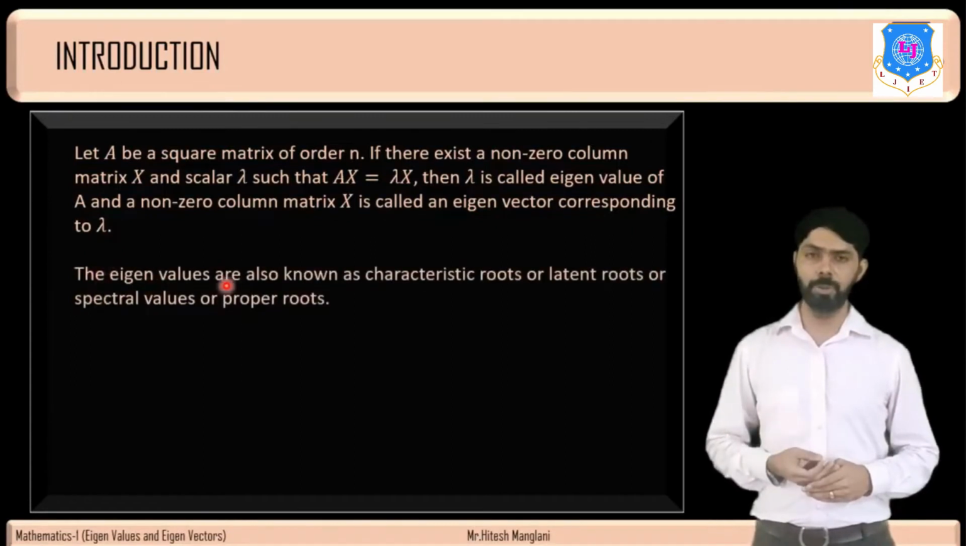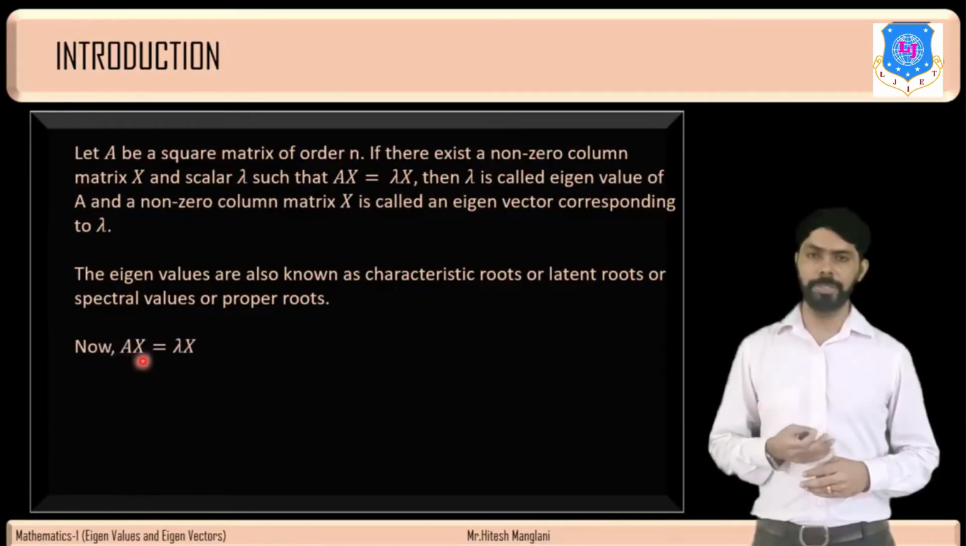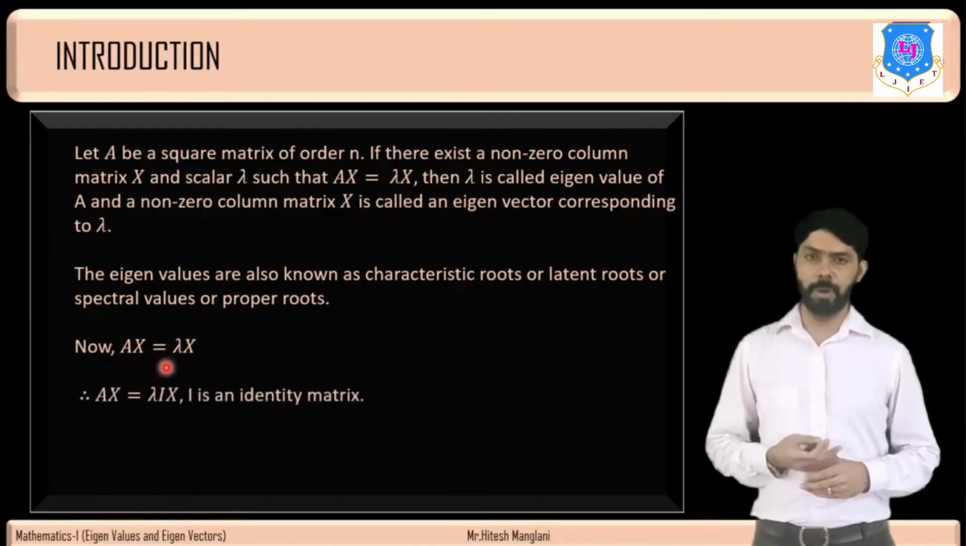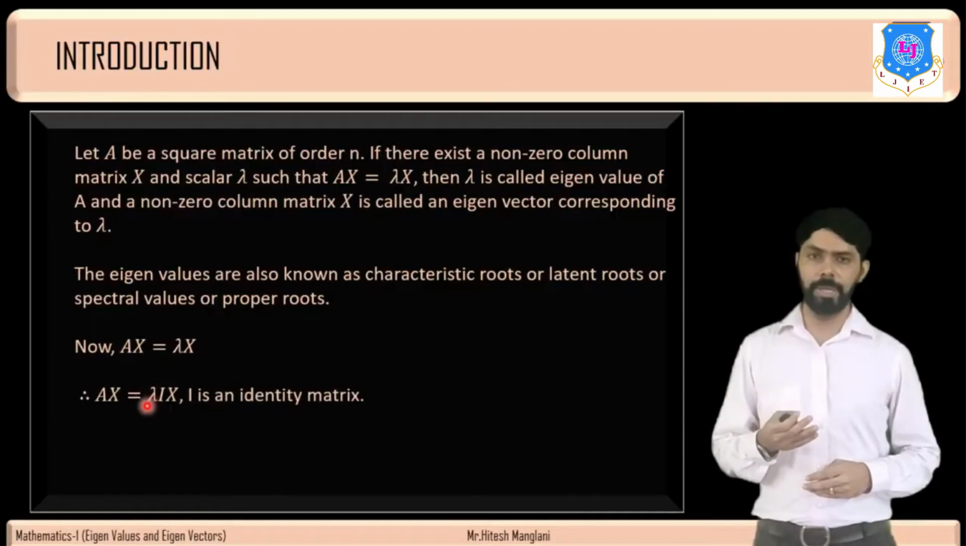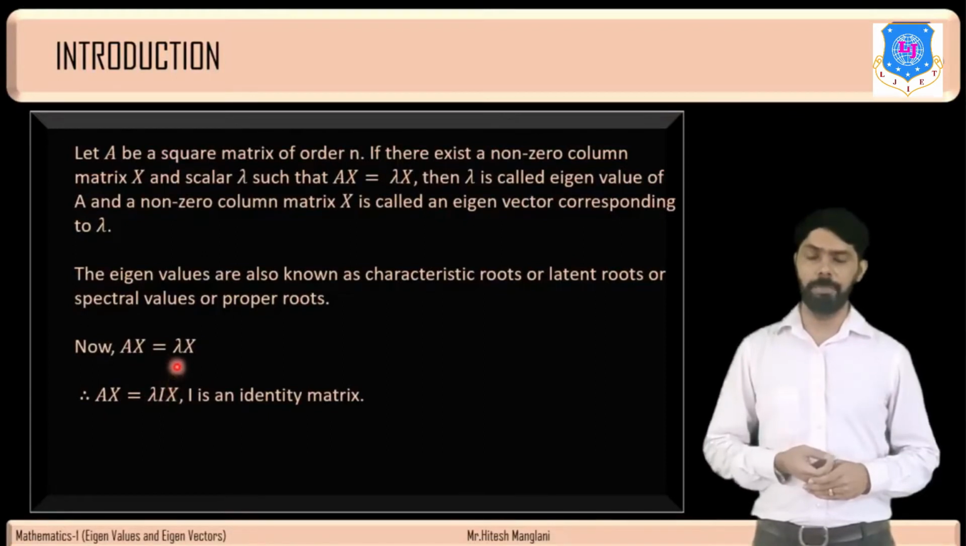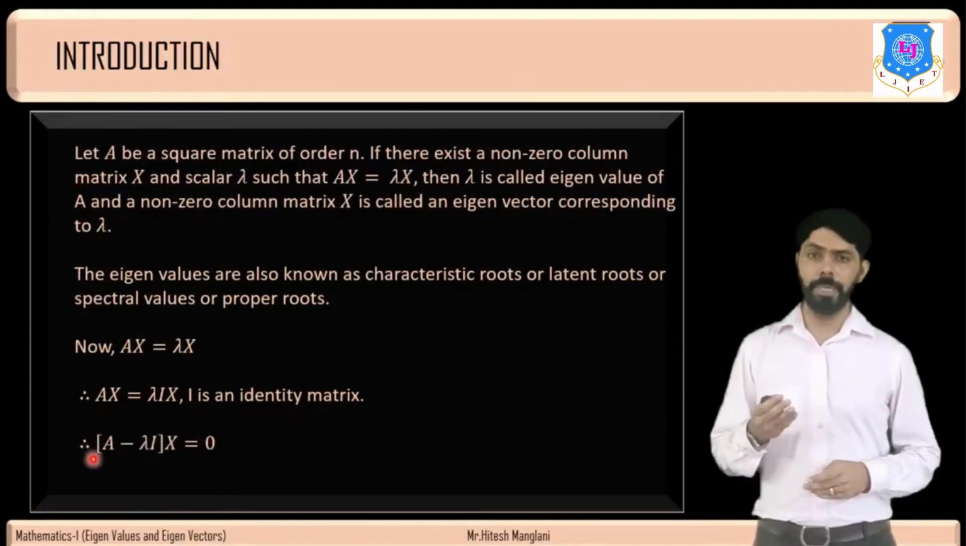So the eigenvalues are also known as characteristic roots or latent roots or spectral values or proper roots. Now A into capital X is equal to lambda into capital X. Now if we write lambda in matrix form, then it will be A into capital X is equal to lambda into I into capital X. So here, if we write lambda in matrix form, then it will be lambda into I, and here I is an identity matrix. Now if we simplify this result, then it will be A minus lambda I into capital X is equal to 0.